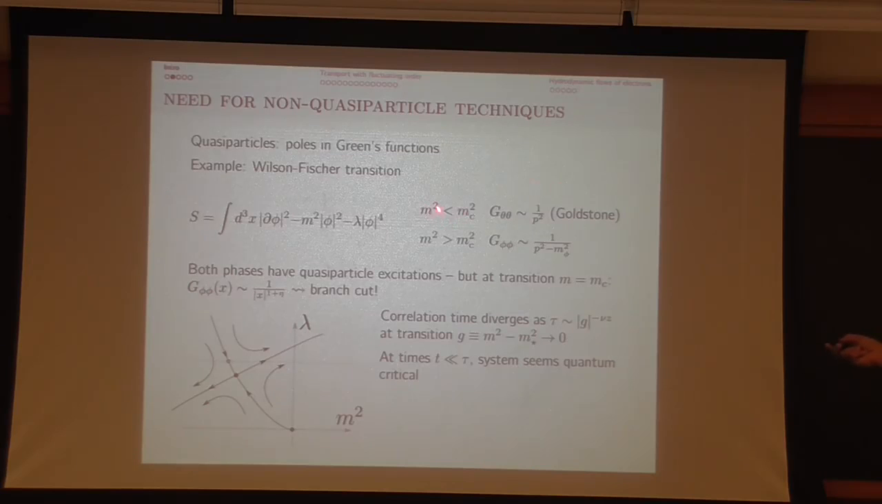So for small f squared, I'll have a Goldstone boson. This has well-defined quasi-particle poles in the Green's function. Similarly, this phase is gapped, but also has well-defined quasi-particle poles. But at the phase transition, we know that something different happens, and the Green's function instead has a branch cut, because the field acquires an anomalous dimension.